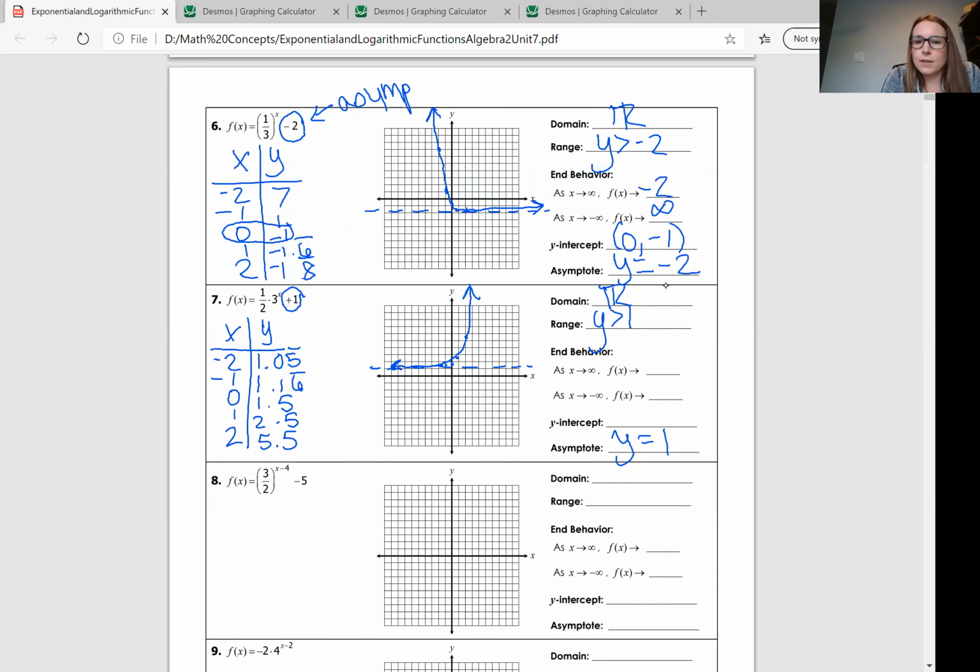End behavior. So as x approaches positive infinity, what's happening to your graph over here? Well, it continues to go up, so it's going to positive infinity. As x approaches negative infinity, what's happening to your graph over here where your x is negative? Your graph is getting closer and closer to 1. And then your y-intercept is over here. It's (0, 1.5).